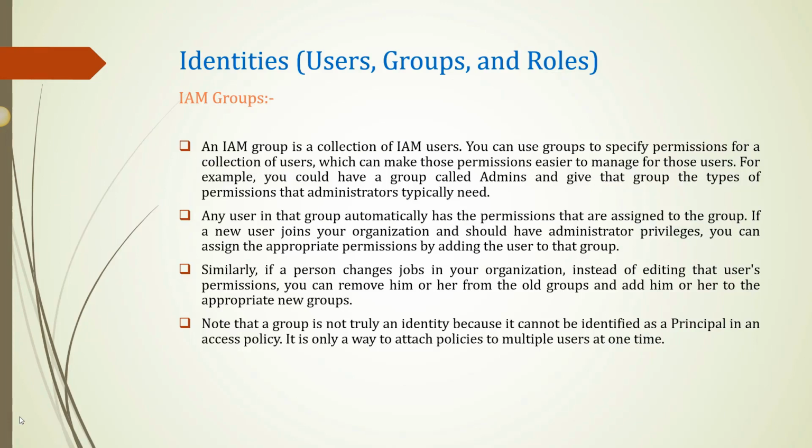Now let's talk about IAM groups. An IAM group is a collection of IAM users. You can use groups to specify permissions for a collection of users, which can make those permissions easier to manage for those users. For example, you could have a group called admins and give that group the types of permissions that administrators typically need. Any user in that group automatically has the permissions that are assigned to the group. If a new user joins your organization and should have administrator privileges, you can assign the appropriate permissions by adding the user to that group.